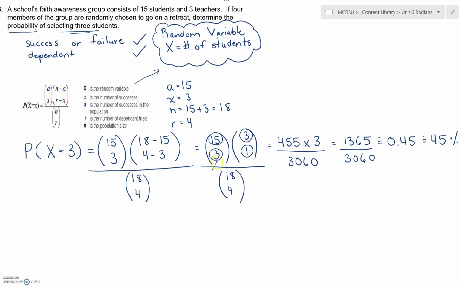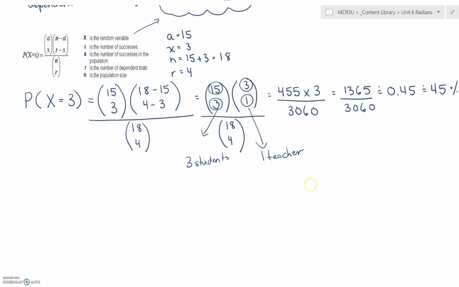So I find it easier to look at it that way. And when I say I'm picking 3 students, again, if I'm picking 3 students, that means I have to pick 1 teacher because I need 4 on the committee. So those numbers need to add up to the number of people on the committee. The top numbers need to add up to the total number of teachers and students. So it might be a little bit easier to look at it that way. Or you look at it the way you were just doing it prior to this unit.